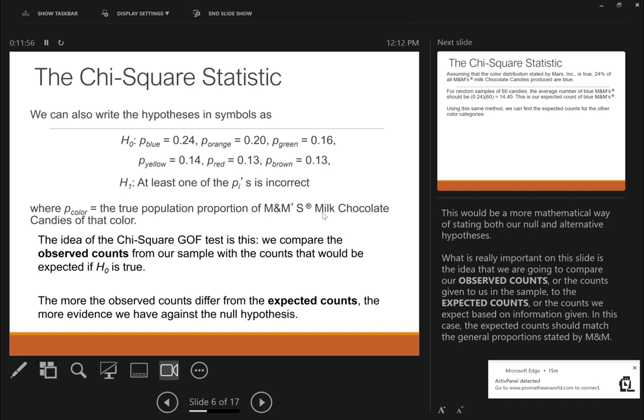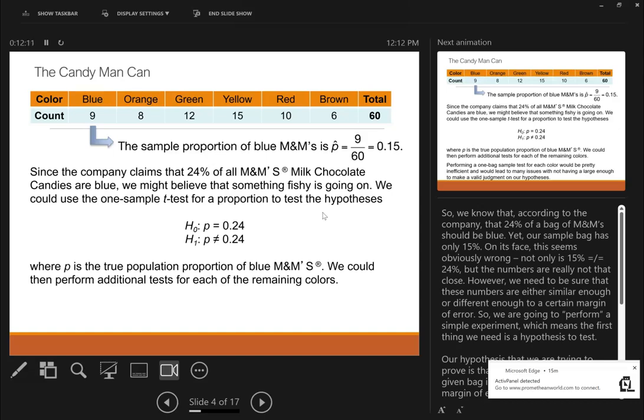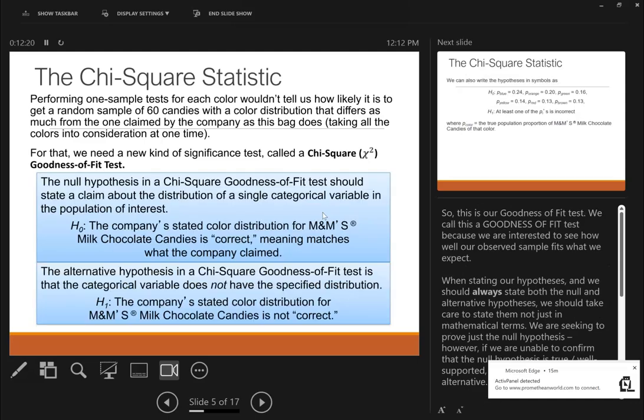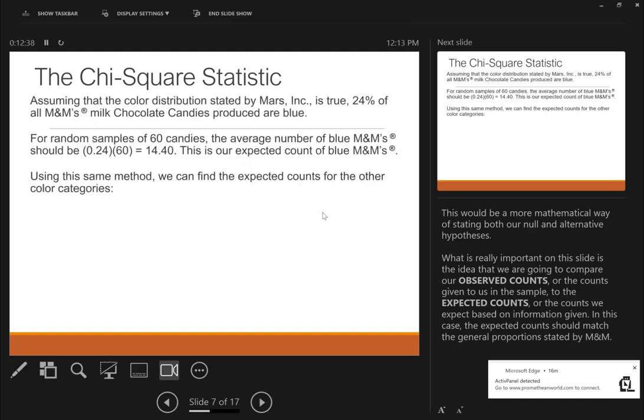So once we've written our null and alternative hypothesis, we need to compare the observed counts to the expected counts. The observed counts, that's what we have back here, where I counted 9 blues and 8 oranges and 12 greens. That's me opening up my bag of M&Ms, separating out the colors and counting how many of each color I got. That's my observed count. The expected count is, hey, I had a bag with 60 M&Ms, and 24% of them are supposed to be blue. How many blue ones would I expect to have gotten out of that bag? How many orange ones would I have expected to get out of that bag, and so on. So that's what we mean by expected counts.